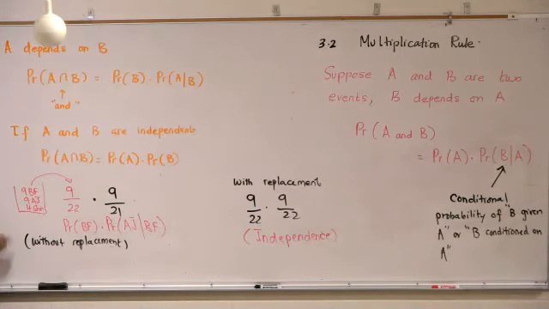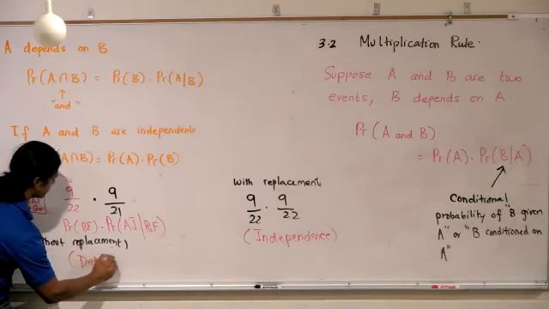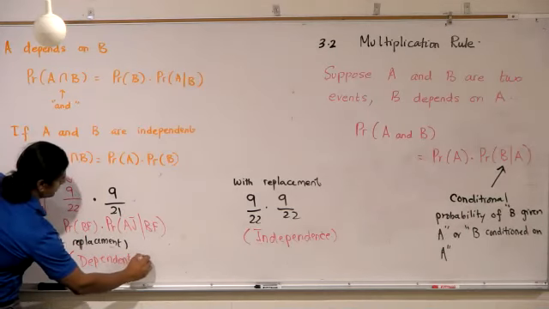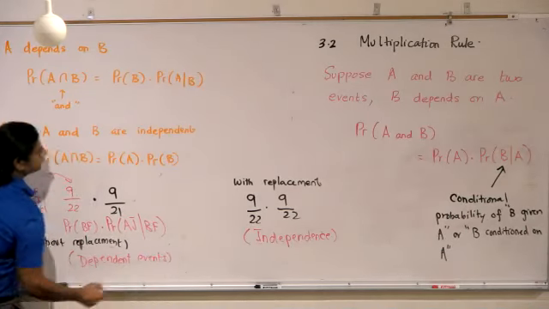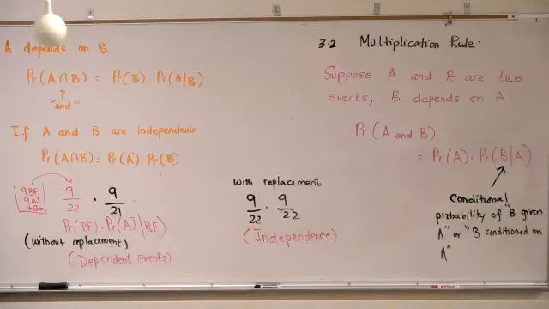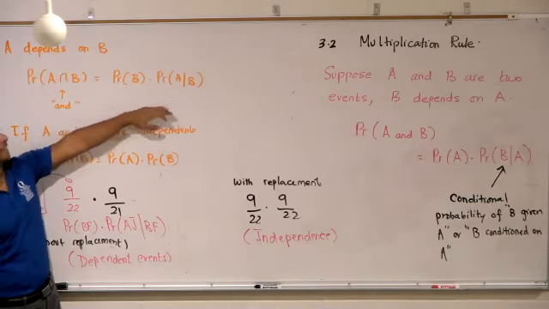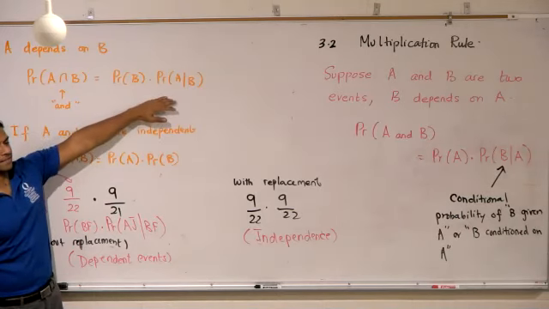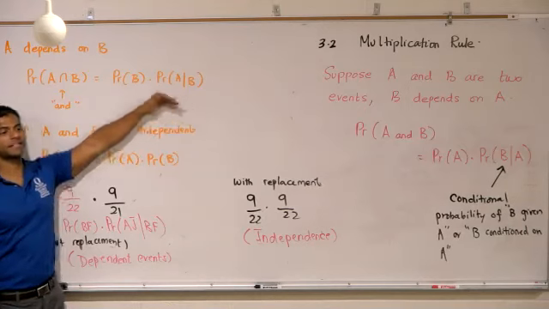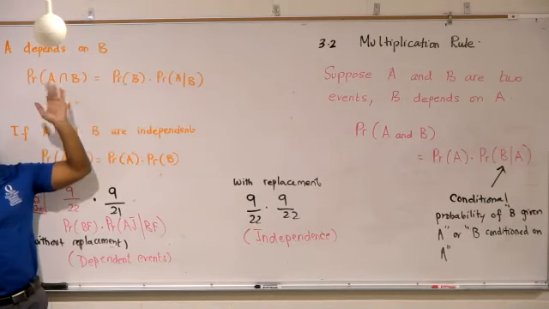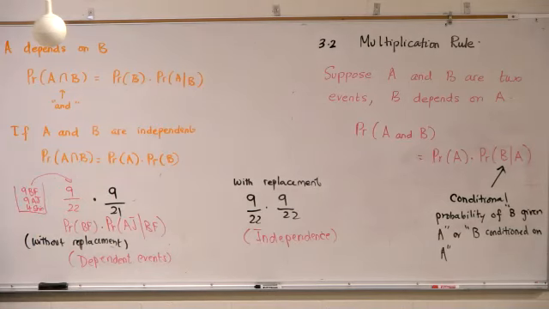If things are done without replacement, then you will end up getting dependent events. Good, are we clear? With replacement, without replacement, and independent and dependent events. We are not dividing stuff here. I can't stress that enough. This simply means the conditional probability of the event A, given that the event B had already occurred. Good? Clear? Okay.